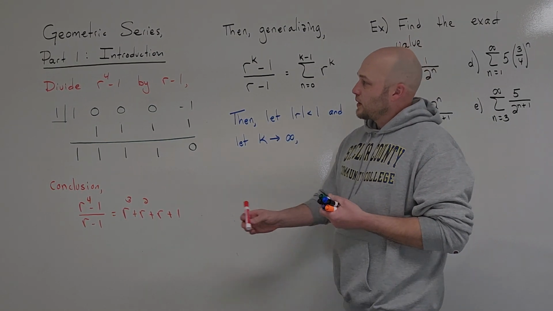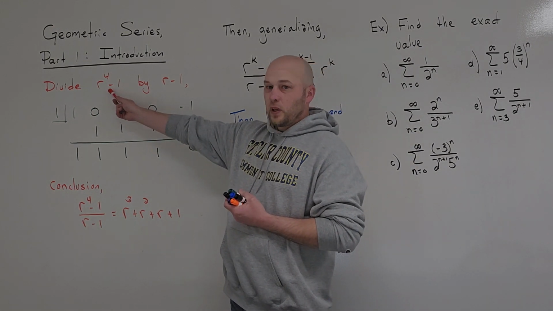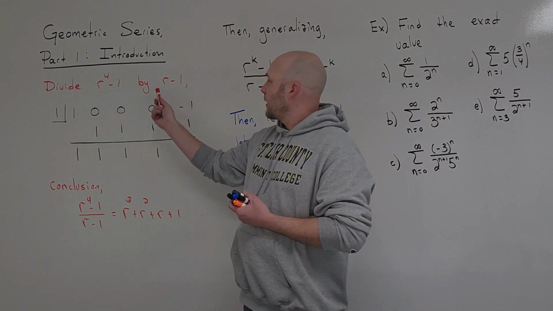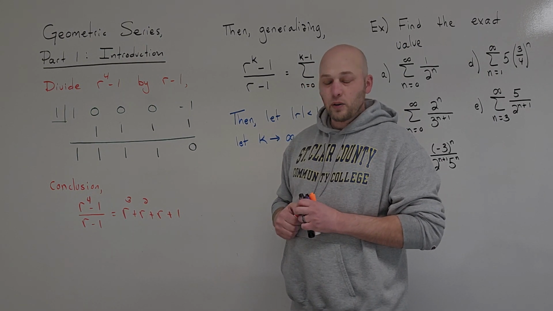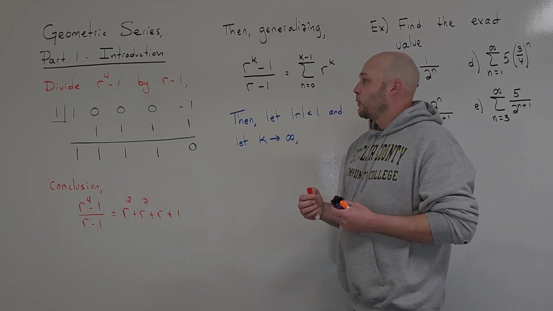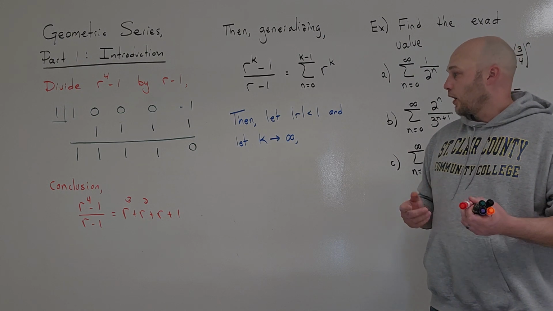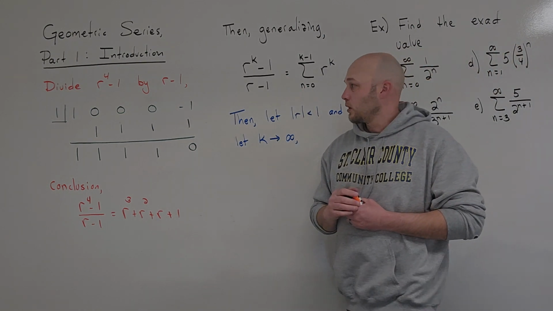First thing I'm going to do is take this polynomial term r to the fourth minus 1, and divide that by r minus 1. Now, traditionally, we use x for the polynomial variable. In this case, I'm going to use r, as is traditional with geometric series.